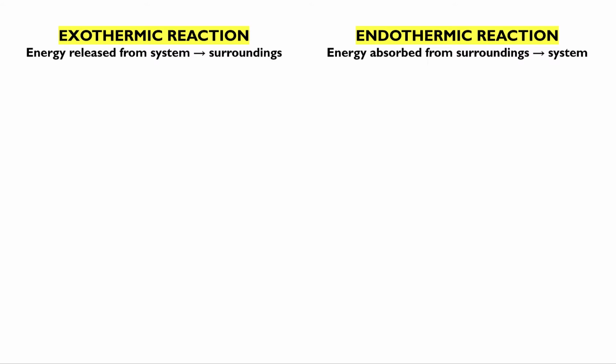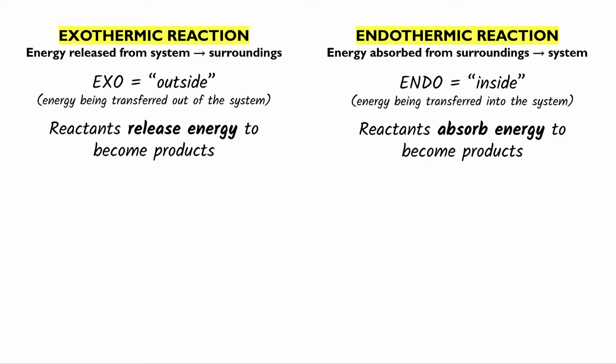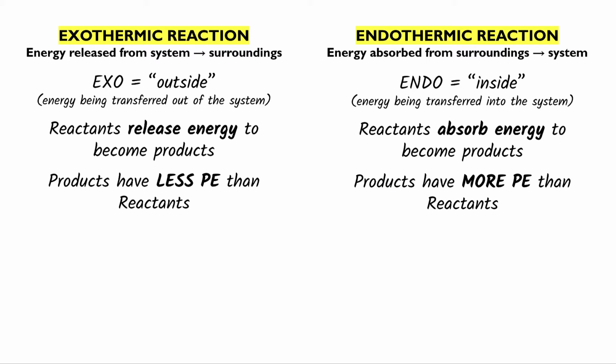In an exothermic reaction, the prefix exo means outside. Energy is being transferred out of the system, into the surroundings. So exo means outside. In an exothermic reaction, energy is being transferred out of the reactants and into the environment. This means that the reactants are releasing energy to become products, and the products will have less potential energy than the reactants for an exothermic reaction. Reactants release energy to become products.